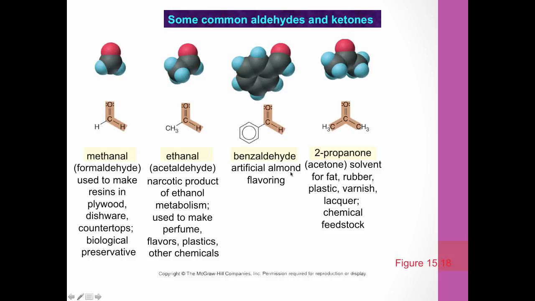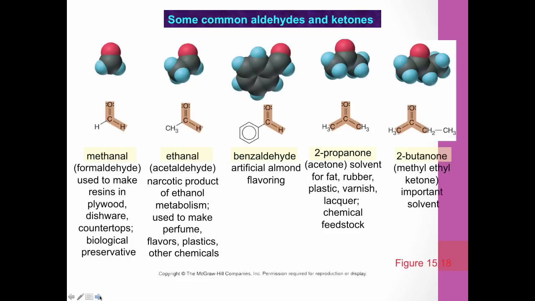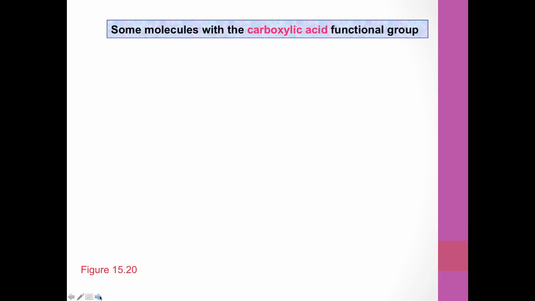Benzaldehyde is what's in artificial almond extract. And acetone, as I mentioned before, is a nail polish remover, so it's a common solvent for lots of non-water soluble compounds. So fat, rubber, plastic, varnish, lacquers, of course. And butanone or methyl ethyl ketone is another solvent.